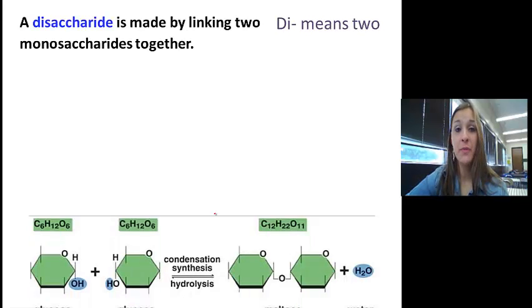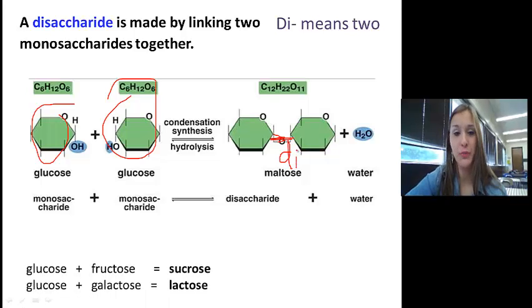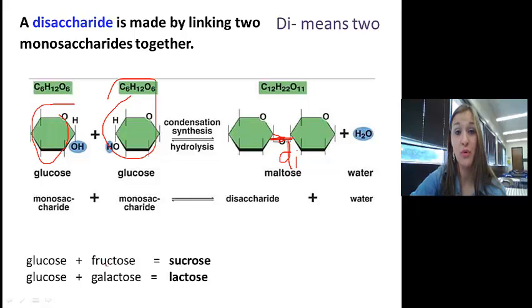So if mono means one, di means two. So if we take 2 monosaccharides, such as glucose and glucose, and link them together so that they're combined, we're going to get a disaccharide. Di means 2. So for example, glucose and fructose is going to create sucrose. Glucose and galactose, again, these are sugars, so they all end in OSE, is going to make lactose. Lactose is the sugar that's found in milk. So if you hear someone's lactose intolerant, it means they can't have milk. It's not the actual milk that they can't digest, it's the sugar in the milk that makes them sick.